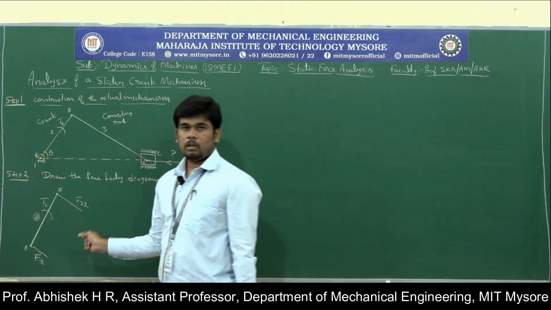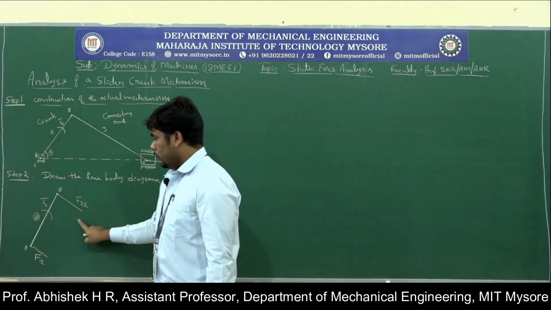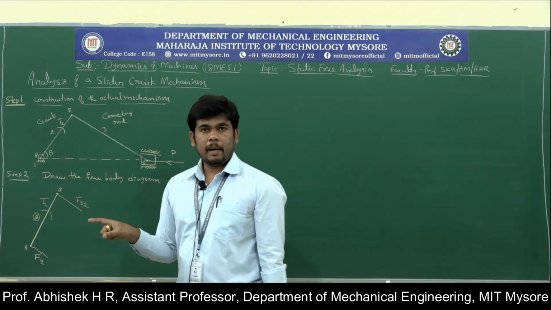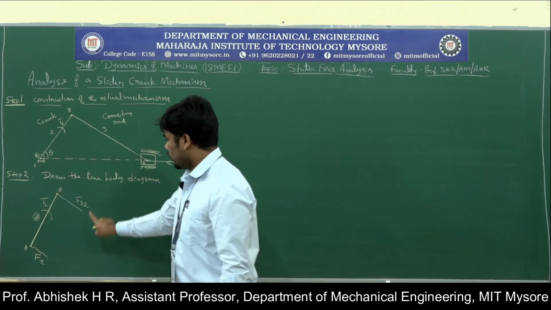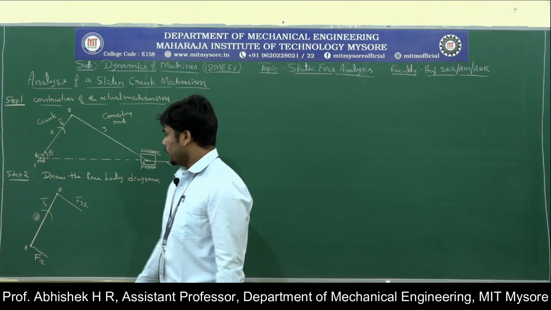F12. Why? Because as per the condition of a two-force body member, the two forces should have equal magnitude but in the opposite direction. So here it is F32 and here it is F12.